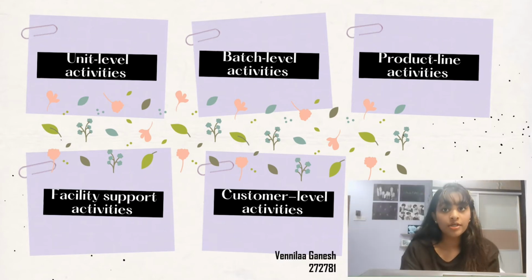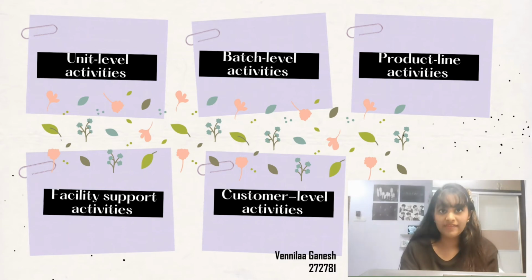First of all, unit level activities. Unit level activities occur every time a service is performed or a product is made. The cost of direct material, direct labor, and machine maintenance are examples of unit level activities. For example, providing power to run processing equipment would be a unit level activity.